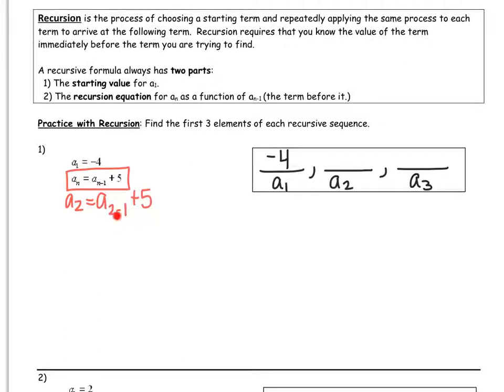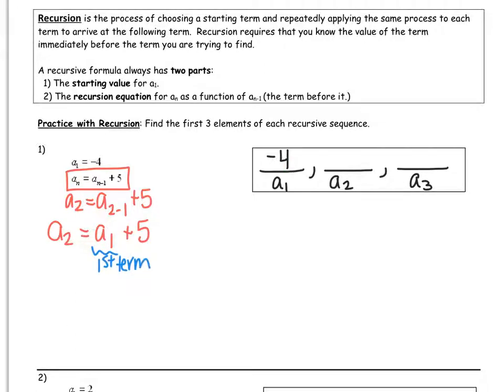And I'm going to start by simplifying this. A sub 2 minus 1, well 2 minus 1 is 1. So a sub 2 is equal to a sub 1 plus 5. So to translate, this says I want to find the second term. I'm going to take the first term, which is this one, and then I'm going to add 5.